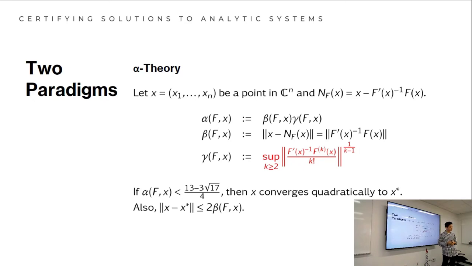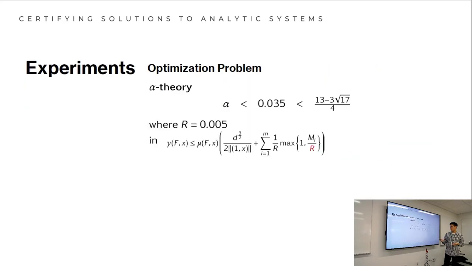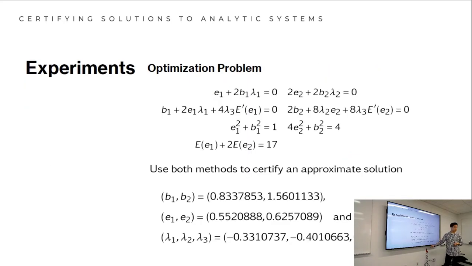Right. So did you certify? Did you succeed in certifying using alpha theory? Yes. And what was the number you picked? I mean, you have to have an approximate solution. And how approximate do you have it? Yeah, this is the approximate solution that we used.